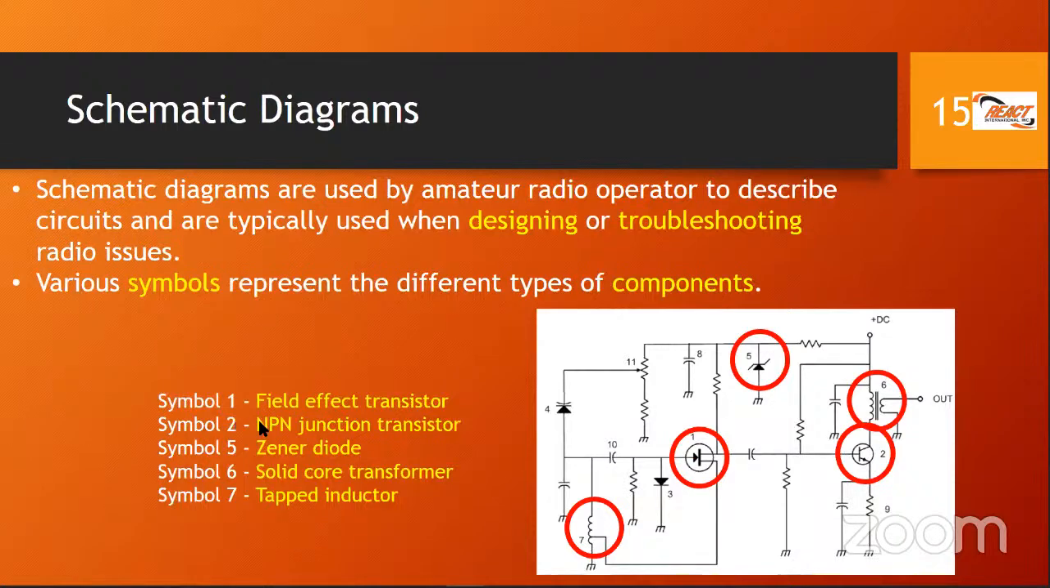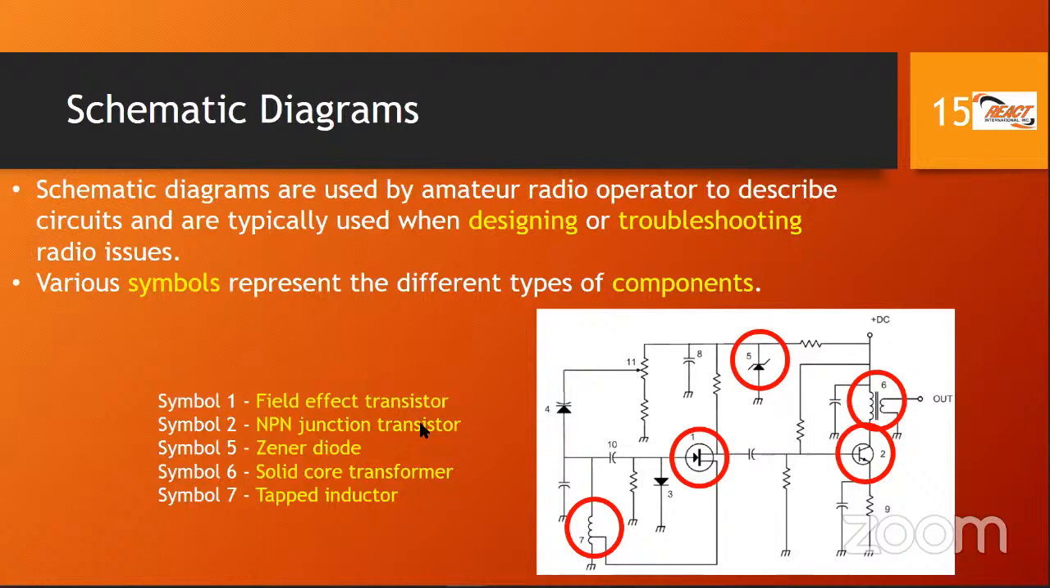Well, they ask us symbol number 2. What is symbol number 2? Let's look at our trusty circuit diagram. And there is a number 2, and therefore it's referring to this. What is this? This is the symbol of a transistor.